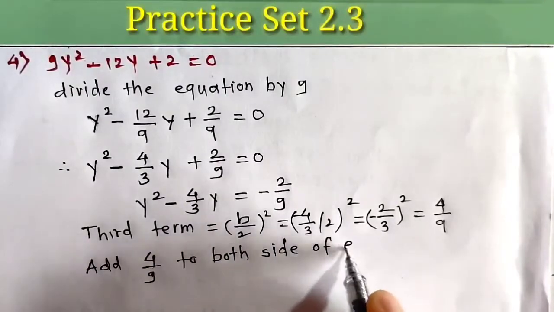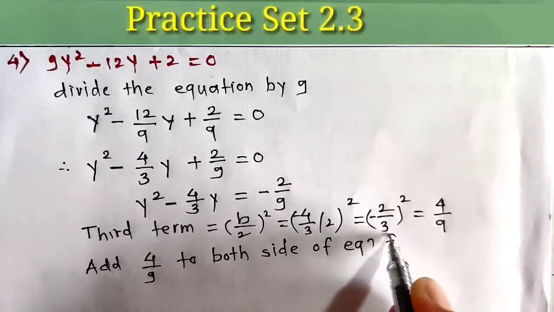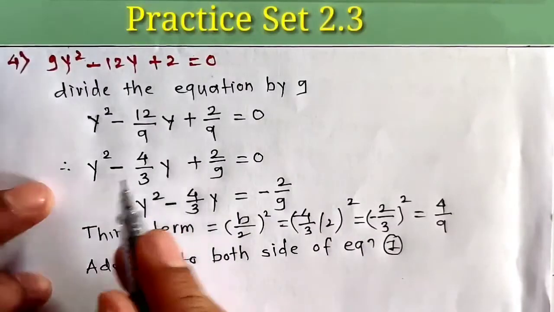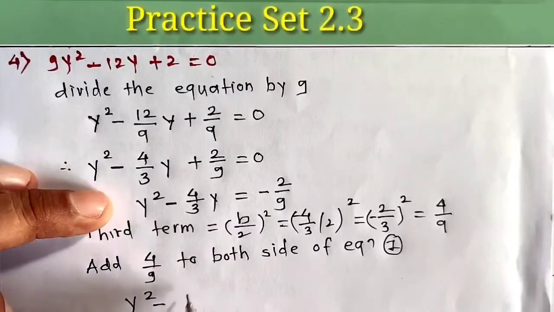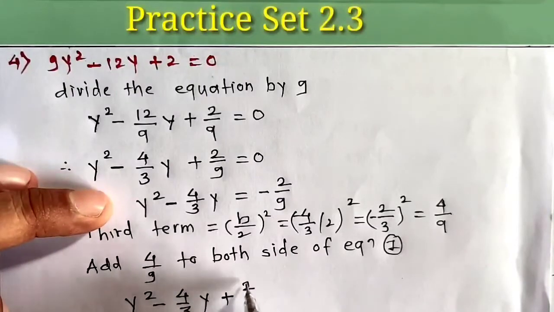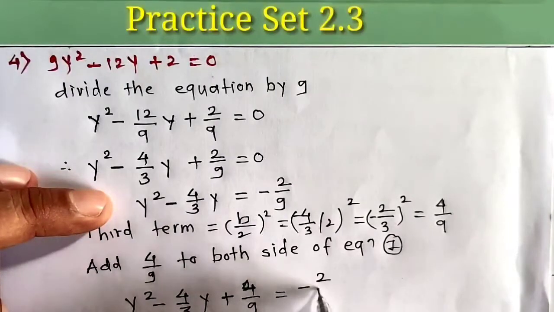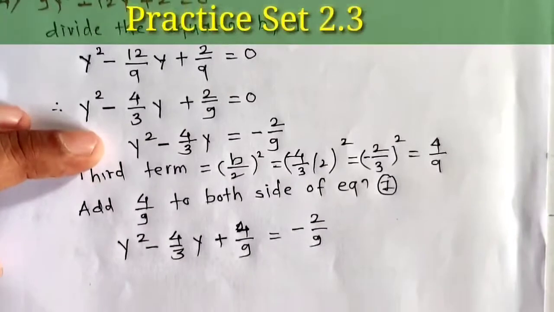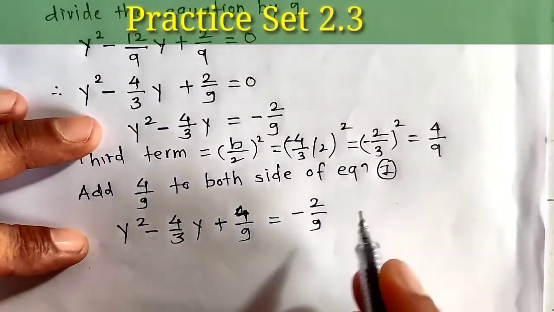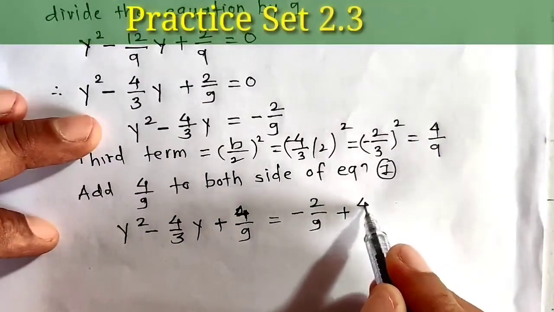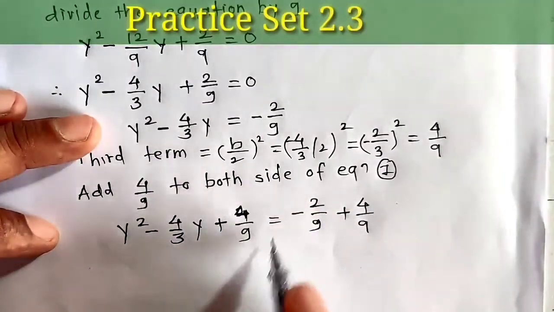of equation 1. Now here it is equation 1. So y square minus 4 by 3 y plus 4 by 9 is equal to minus 2 by 9, sorry, plus 4 by 9. Means we have to add 4 by 9 to both sides.